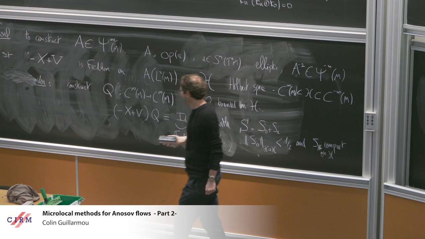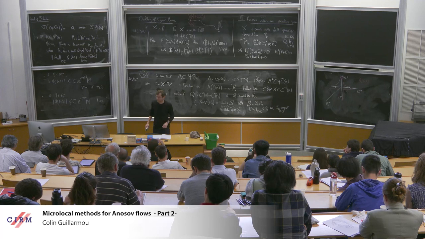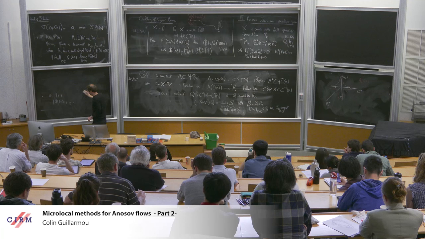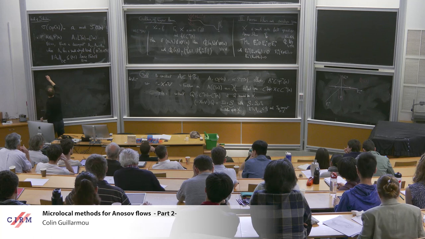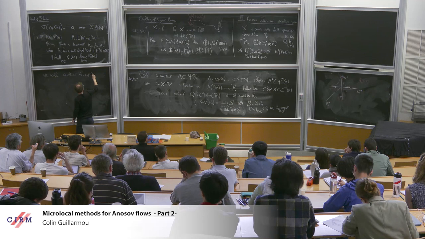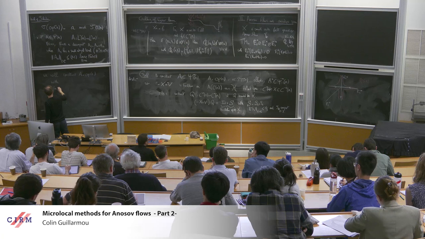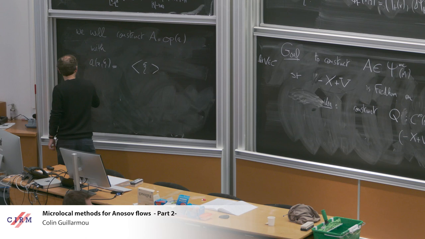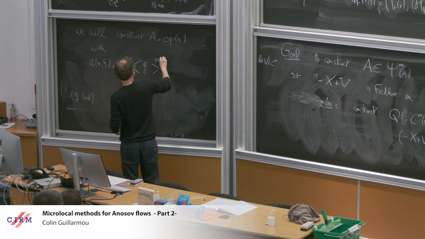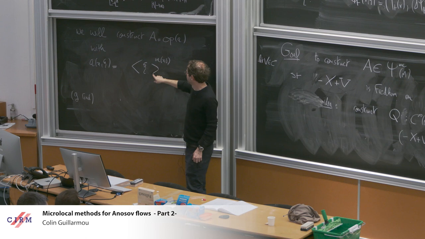And okay, I'm more or less done now. So let me just, in 1 minute, say how we will construct the A, and I will finish tomorrow. So the idea is that we will construct A using the dynamics. So I fix a Riemannian metric G, so I can define this Japanese bracket, and here I will take A to be the Japanese bracket ξ to the power m of x and ξ.